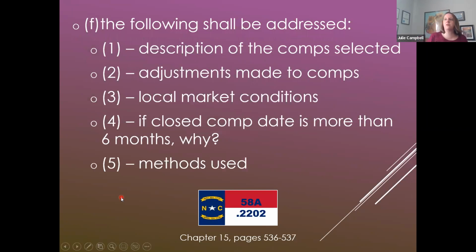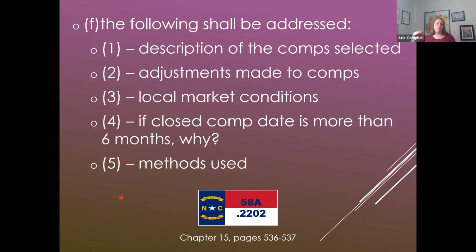Dot 2202 also says, in our written BPO or CMA, the following needs to be addressed. We need to have a description of the comps. What's the address? What are some of the features, the physical conditions of the comps? What adjustments did we make to the comps? Do we adjust the comp down, or do we adjust the comp up? And if so, how much and why?